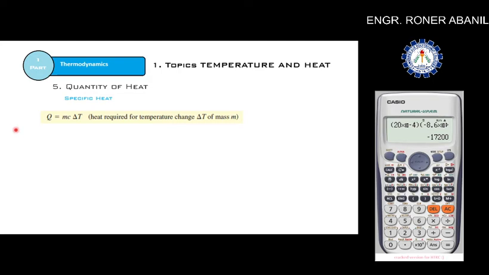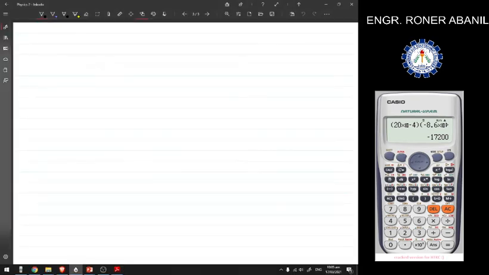So dito, pwede nating palabasin si c. Okay? So pag dinerivative kasi natin yung Q or derivative of Q, ang lalabas niyan is mc derivative of T. Okay? So pag inayos natin to, si c, papalabasin natin, ang lalabas niyan is 1 over m derivative of Q over dT. So ito yung tinatawag na specific heat. Okay?